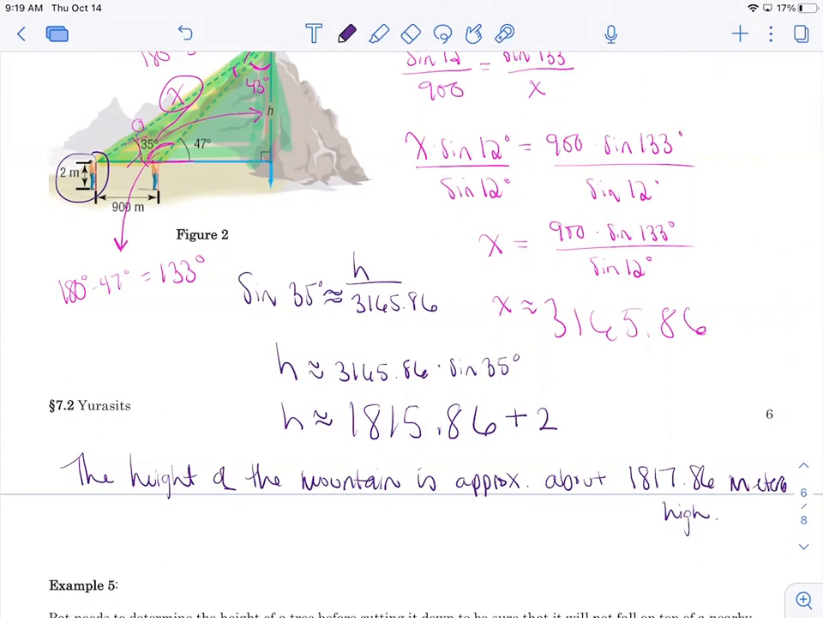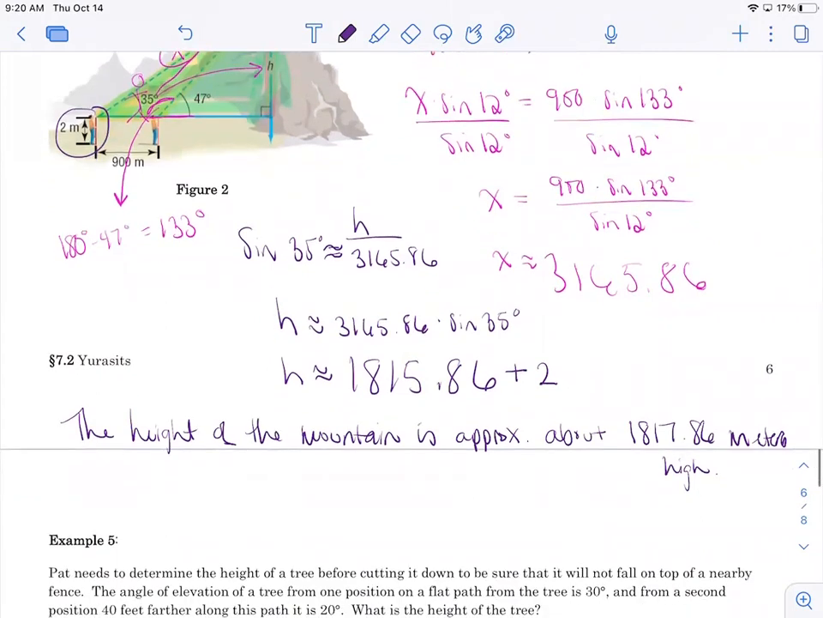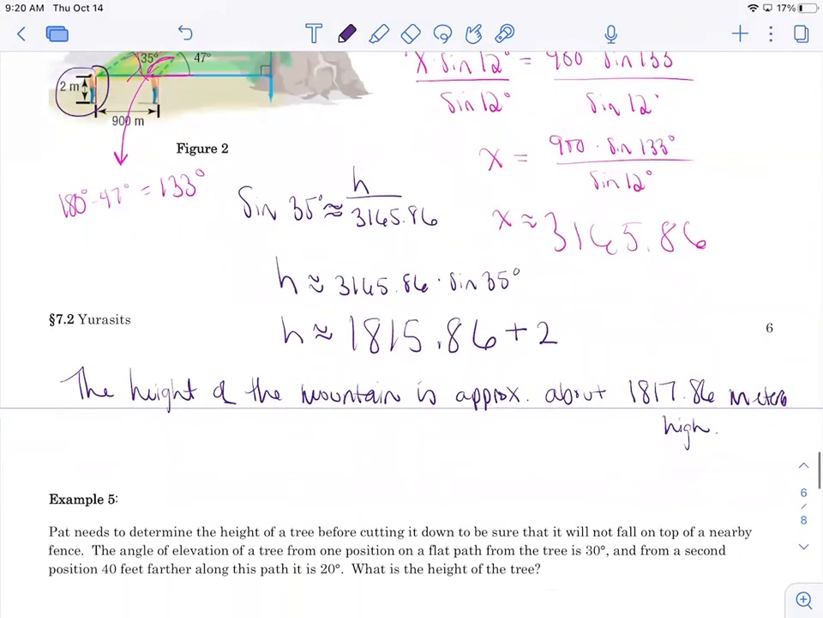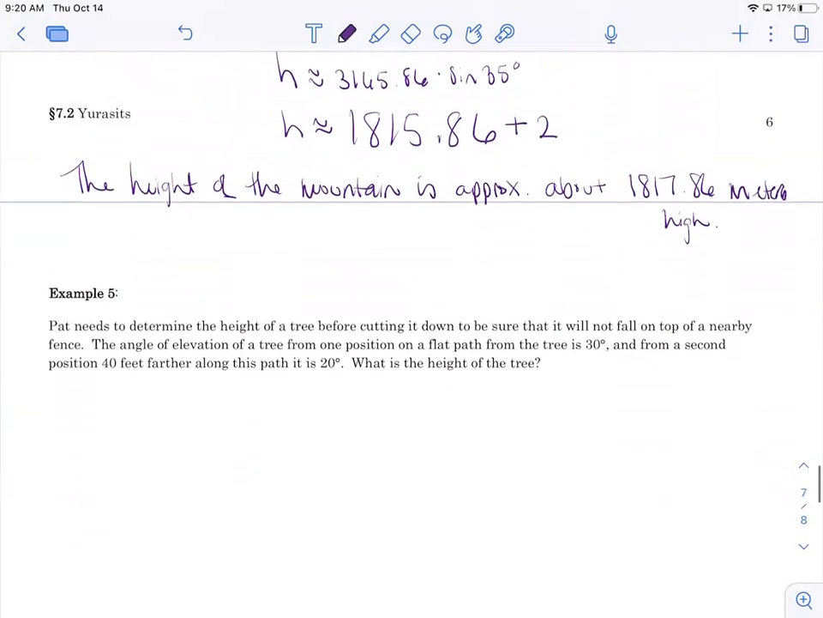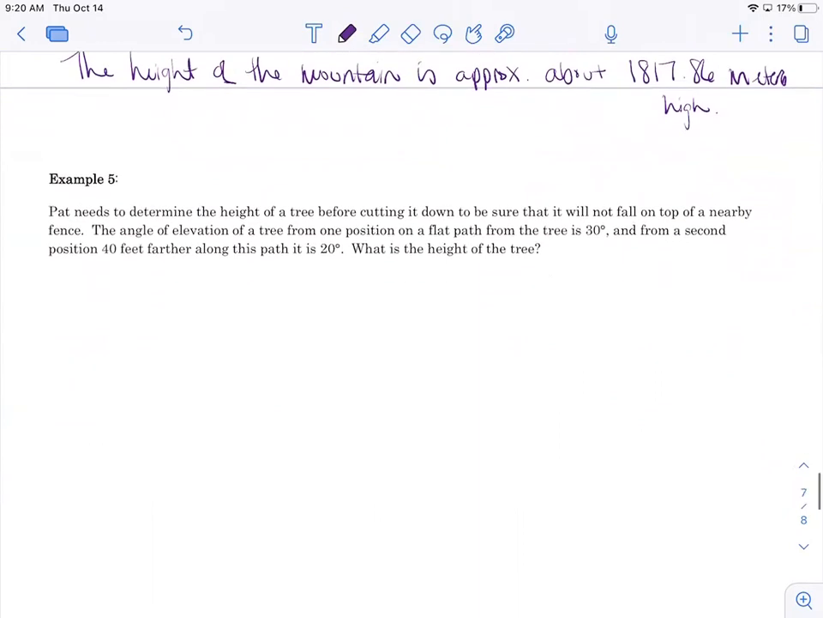Okay. So the next example is very similar, except it's not giving you a diagram. So I encourage you, after watching that past example, example 4, go ahead and pause this and see if you can come up with it on your own.